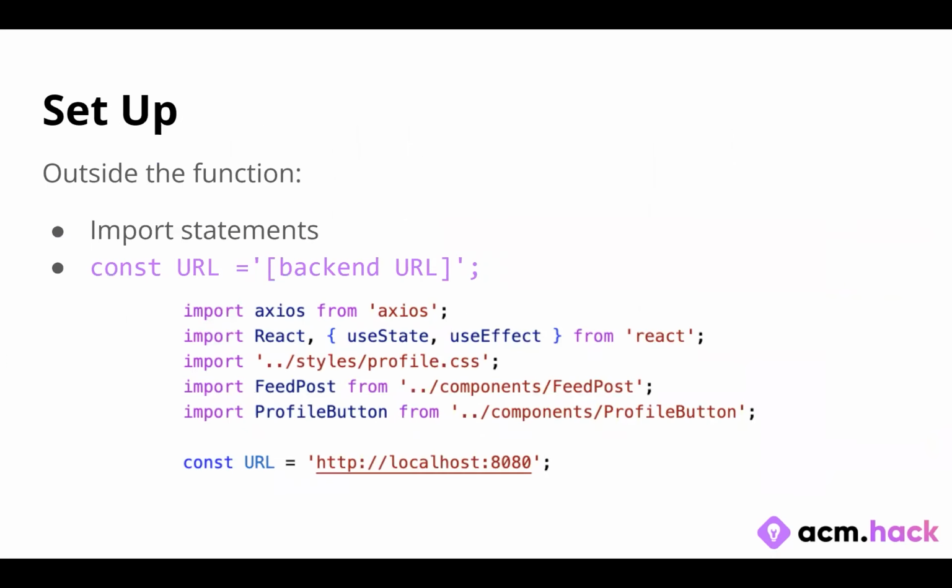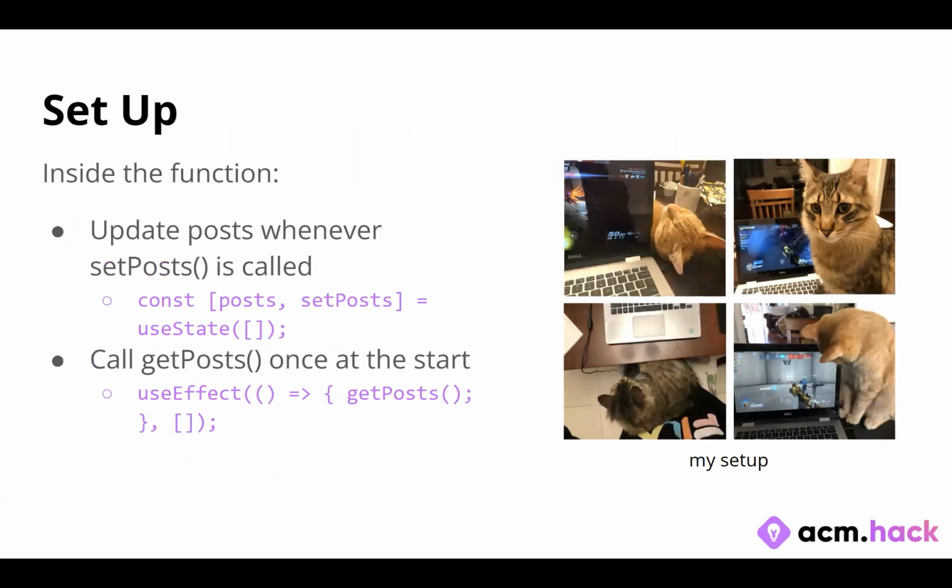So to set up our profile page outside the function, we want some import statements, and this is what Nathan set up for us. And inside the function, we want to update the post whenever setPost is called. So we use state for this, and it will just be const [post, setPost] = useState, and this will just update it. And we also want to call getPost once at the start, and we will use useEffect for this, and it will just be getPost.